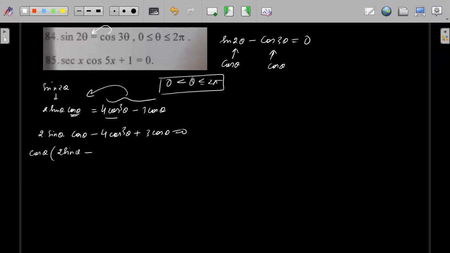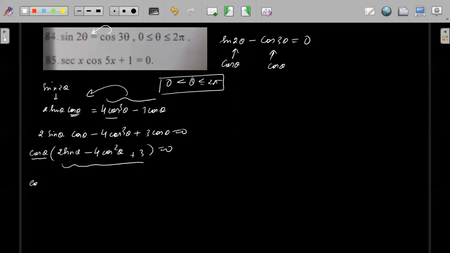This will become minus 4 cos square theta, and this will become plus 3 is equal to 0. Now we know this is equal to 0, and we can find the general solution for that. This is a quadratic expression because cos square theta I can convert into sine square theta, so we'll get two different general solutions.